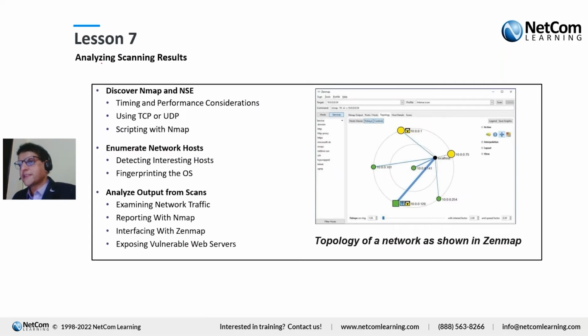Then in lesson 7, we'll see how we analyze scanning results, discover Nmap and NSE. So timing and performance, when you use timing like T1, T2, T3, or T5, or how you use TCP and UDP options, or scripting with Nmap, or enumerate network hosts, detecting interesting hosts, fingerprinting the operating system, or analyze output from scan. How you analyze, how you examine the network traffic, report with Nmap, interface with Zenmap, or exposing vulnerabilities with web server. So everything in detail. This is our Zenmap. So we'll be understanding everything in detail here.